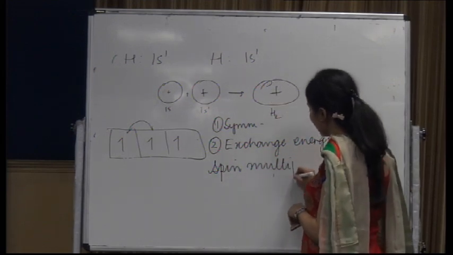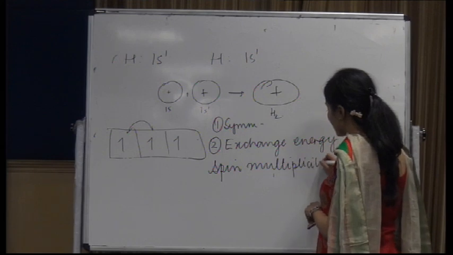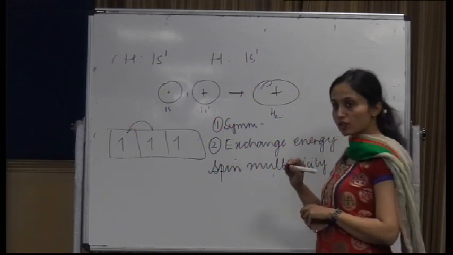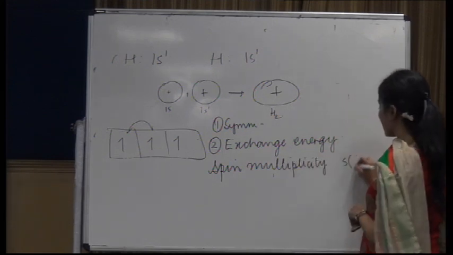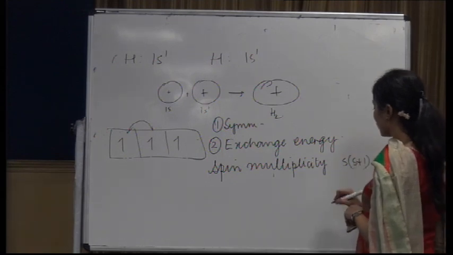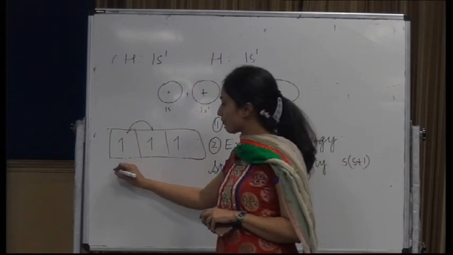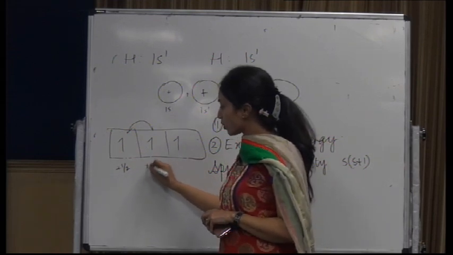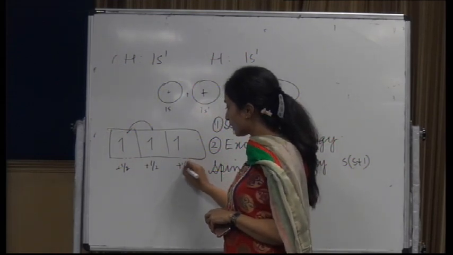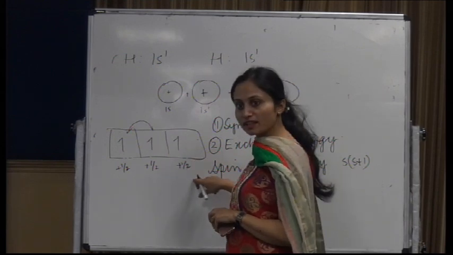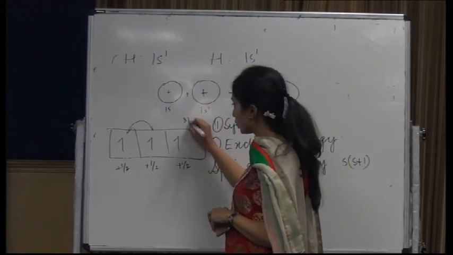You remember that the spin multiplicity is maximum. How do you define your spin multiplicity? That is S into S plus 1. The total spin in this case will be half. If this is plus half, this will also be plus half, this will also be plus half. So the maximum spin in this case is equal to 3 by 2.